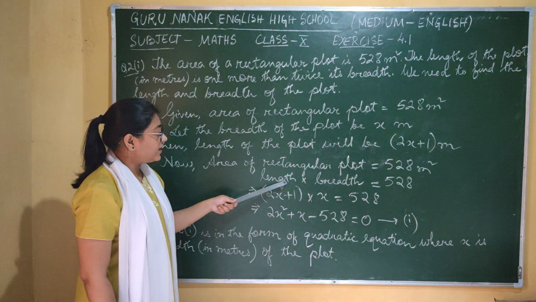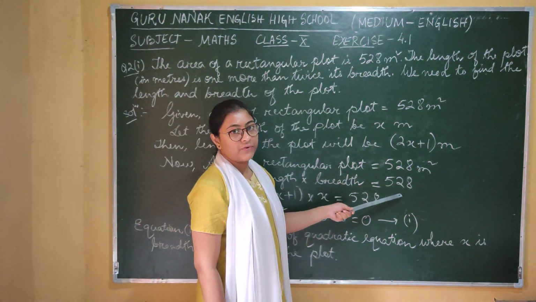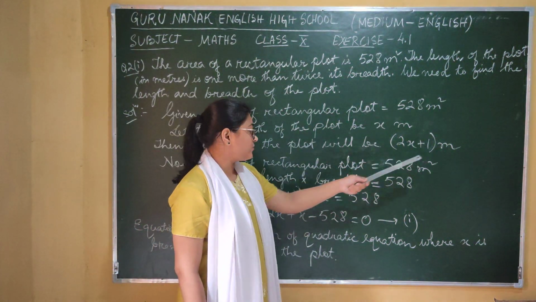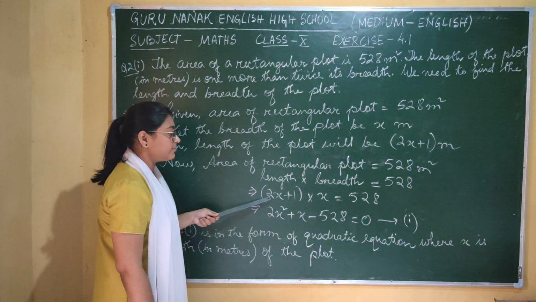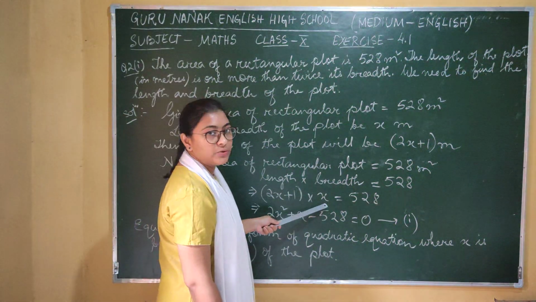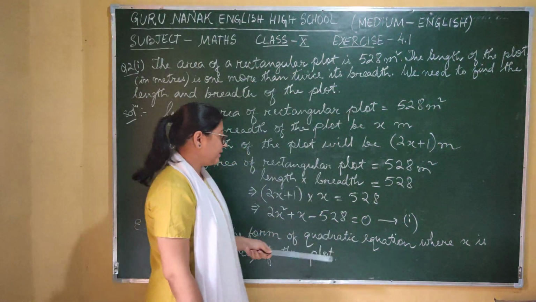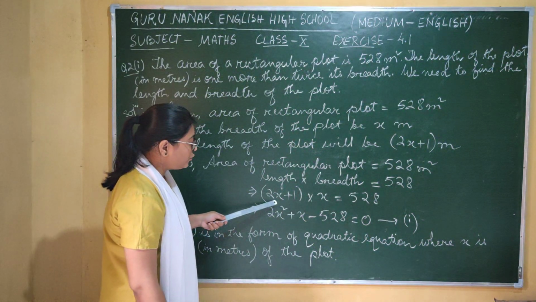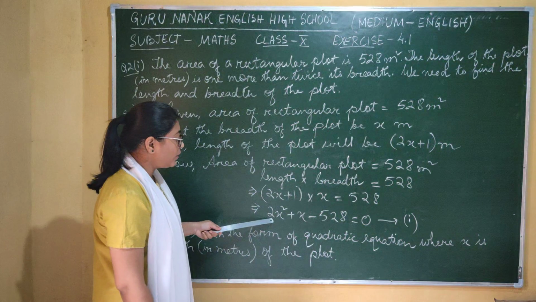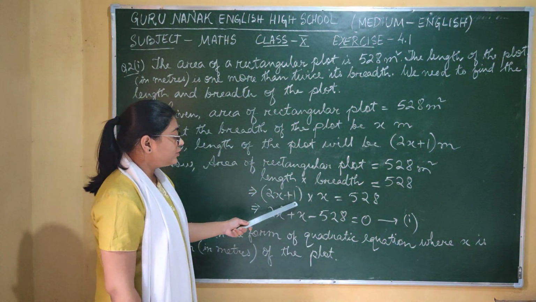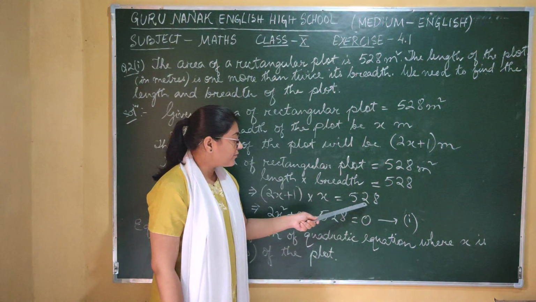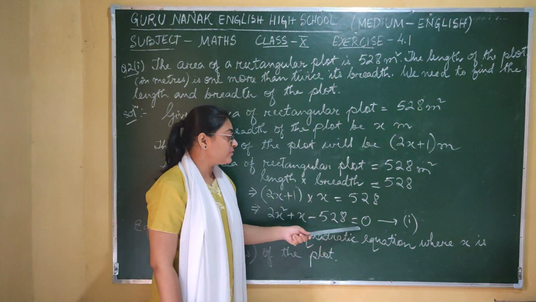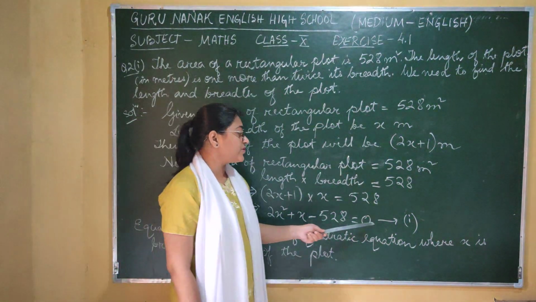So here we will write length into breadth equals to 528. Now we have considered the length to be 2x plus 1. So we will write in place of length 2x plus 1, into, in place of breadth we will substitute x, equals to 528. Now we will multiply 2x plus 1 with x. First we will multiply 2x into x, which will give us 2x square, plus x into 1, x. Then we will bring 528 to the left hand side of the equation, so it will become minus 528 equals to 0. And we will represent this as equation number 1.